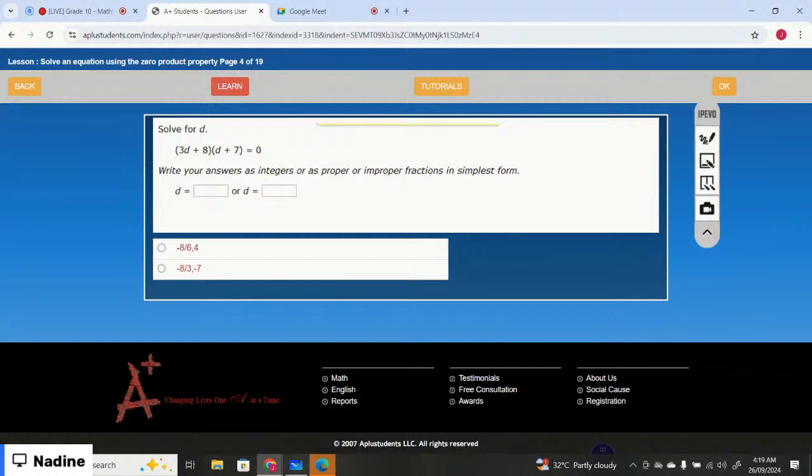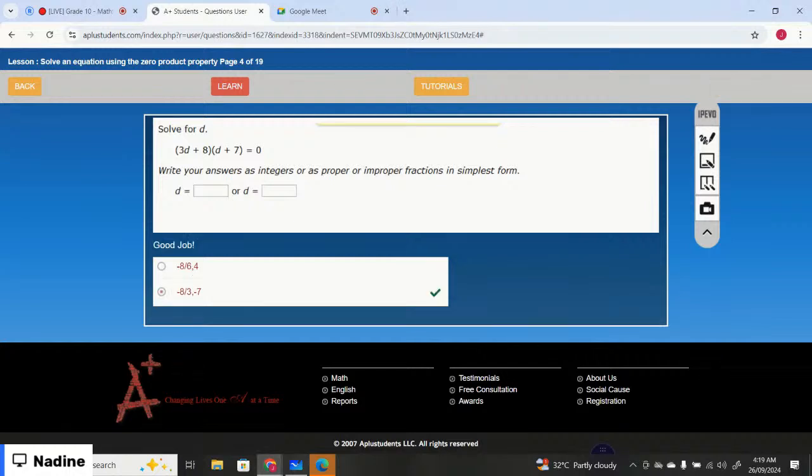Solve for d. So which is the correct option? That is negative 8 over 3 and negative 7. Option number 2 is the correct option.